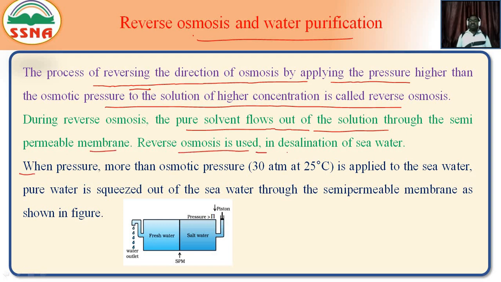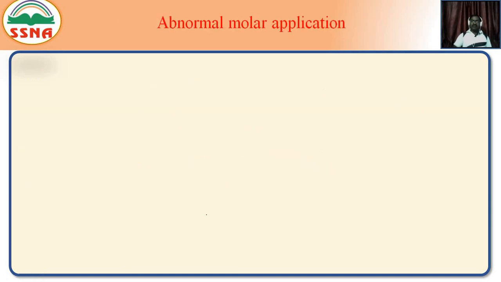Reverse osmosis is used in desalination of sea water. When a pressure more than the osmotic pressure is applied to the sea water, pure water is squeezed out of the sea water through the semi-permeable membrane, as shown in the figure. Generally, a higher pressure than the osmotic pressure is applied to the salt water. Only pure water comes out from this salt water through the semi-permeable membrane.